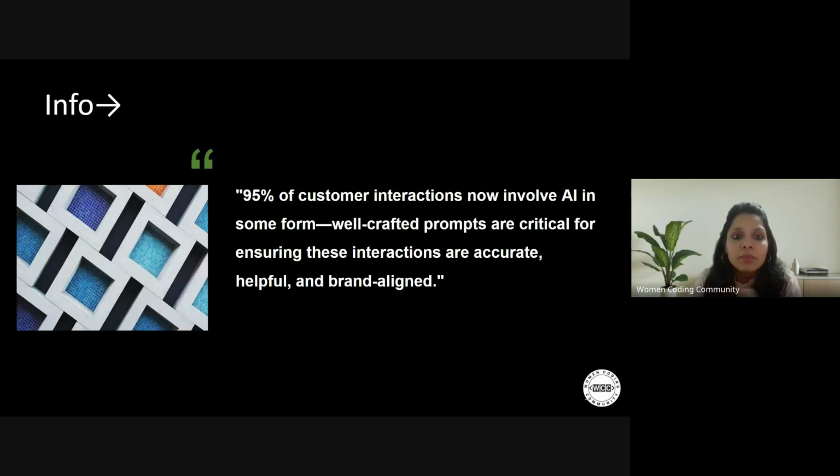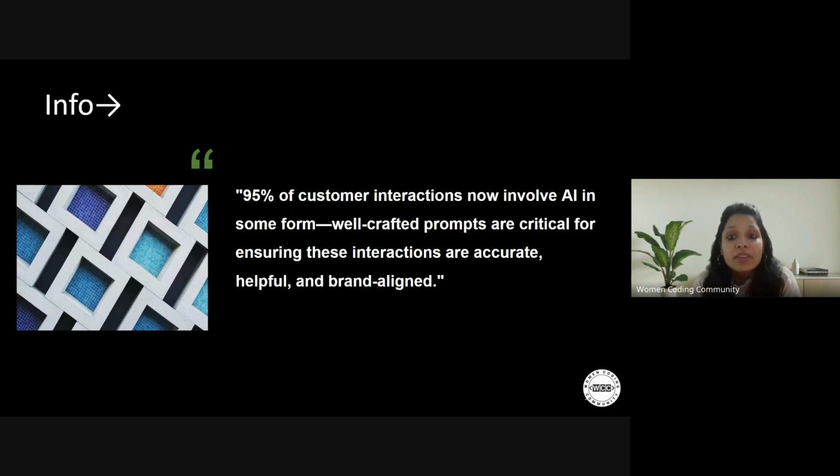Just a bit of information: 95% of customer interactions now involve AI. You have already seen that if you go on the internet and want to design a room, you have a room chat AI. If you talk about Canva, or any other platform that you were using, every platform is now trying to incorporate AI in some form or the other.